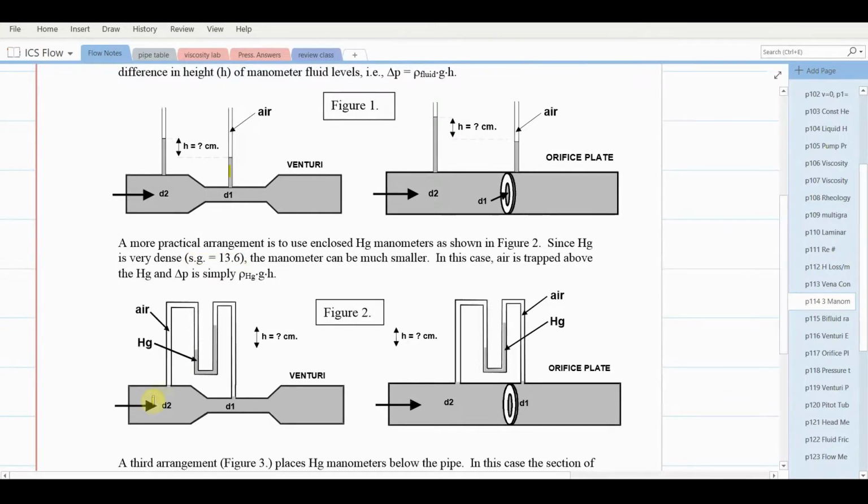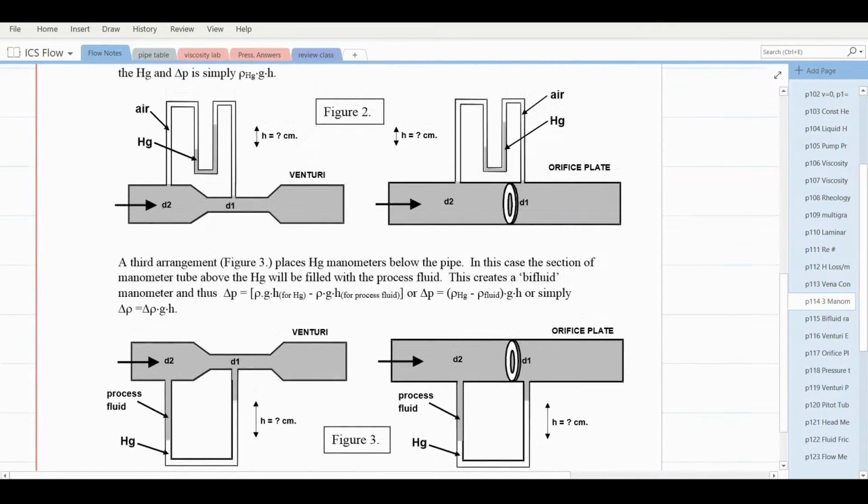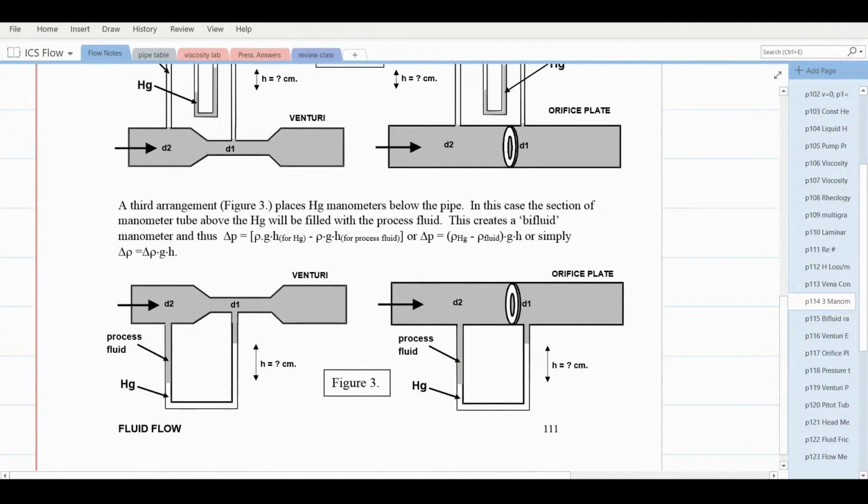So here we have process fluid flowing through the system, mercury, a different fluid in the manometer. Once again, the difference in height of the mercury column, or the difference in height of the manometer fluid, indicates the difference in pressure, from which we will calculate the flow rate or velocity of the fluid. A third possible arrangement is shown here, where the manometers sit below the pipe, and in fact the process fluid fills the manometer with the exception of the mercury, so there's no air in the system.